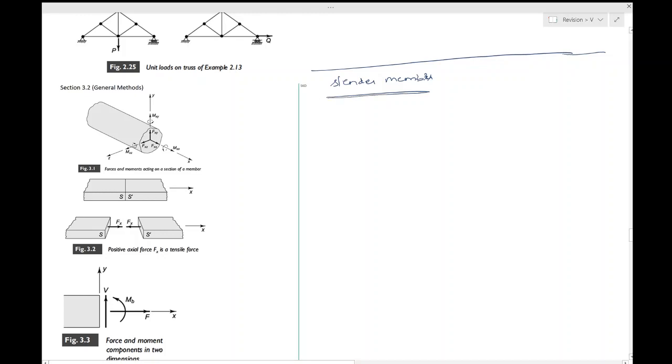By slender member, you mean that the length is much greater than any other dimension. We have already discussed this once. So your pen can be taken as a slender member, and according to the author of your textbook, it must be at least 5 times.